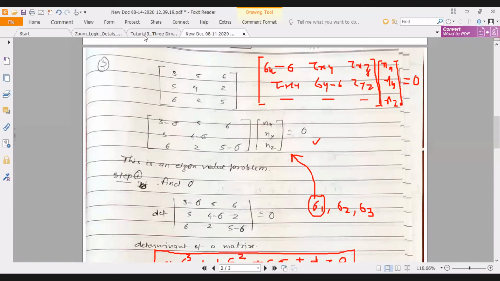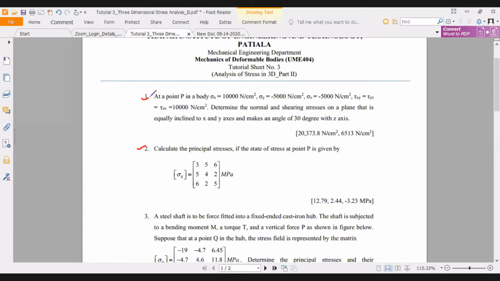So in question number 1 and question number 2, do you have any problem? Very straightforward. Here the calculation of nx, ny, and nz is there, and here the calculation of principal stress. So you can use these numerical values, and you can match your answers with the answers given in the tutorial sheets. Okay.